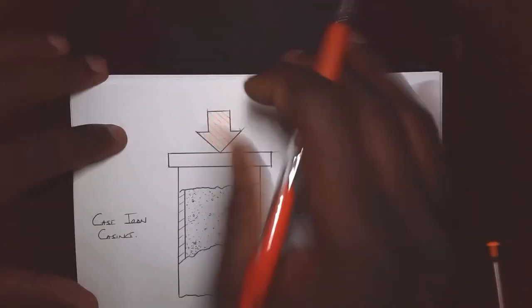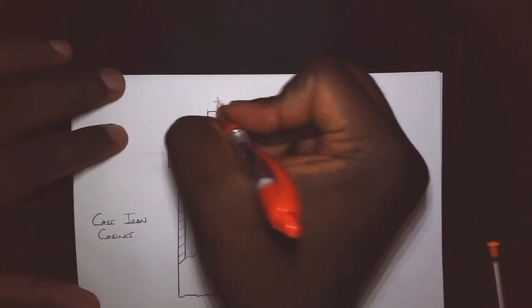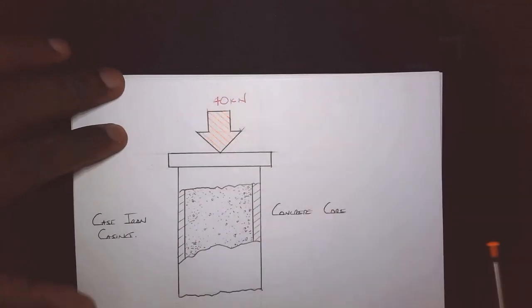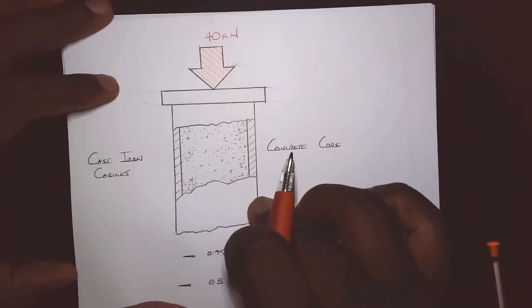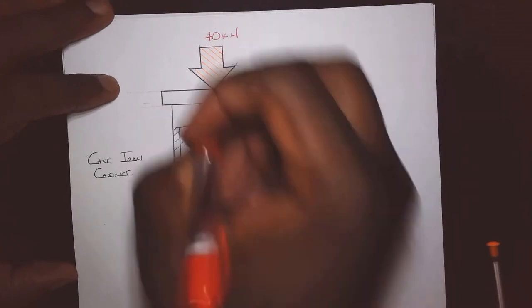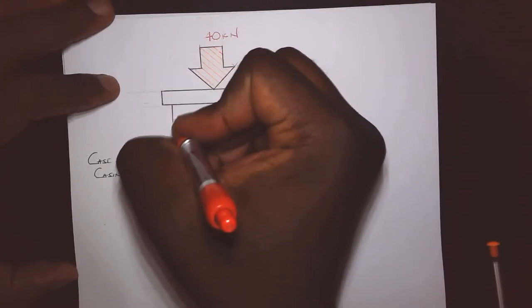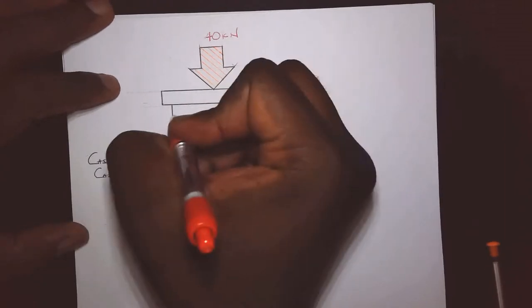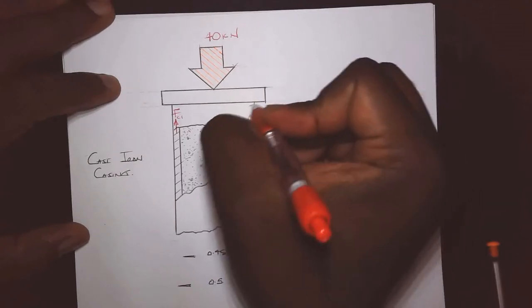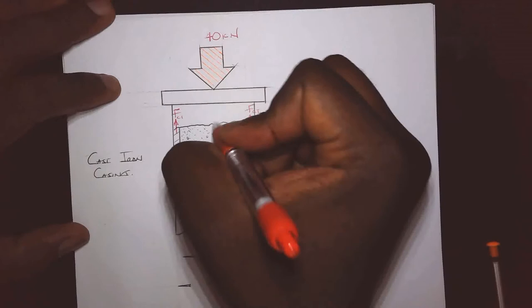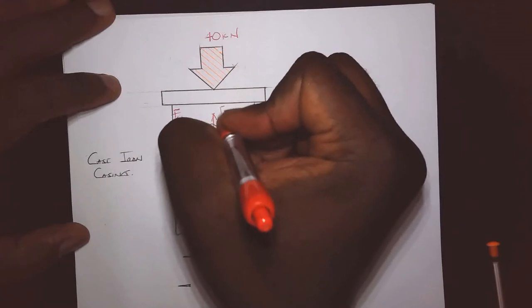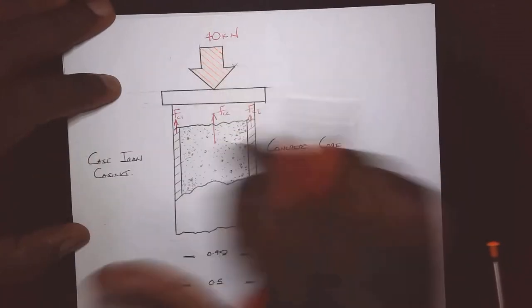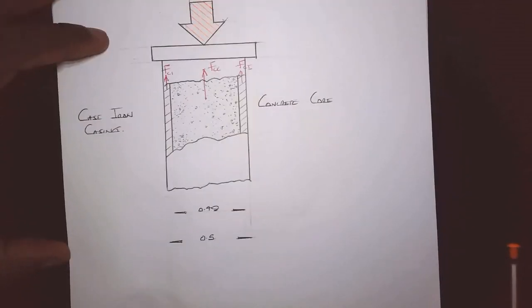So we've got our load limit, so that would be 40 kilonewtons. And to ensure that this external force is in equilibrium with the forces in the pillar, then we're going to assume that the reaction from the cast iron casing, so let's call that FCI, and that from the concrete core, let's call that FCC. The sum of all these forces should equate to zero.